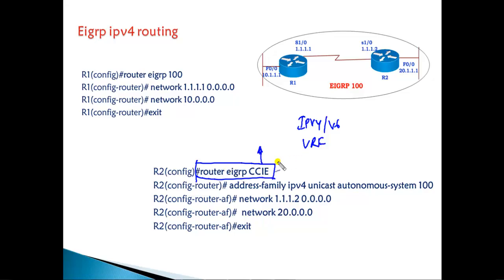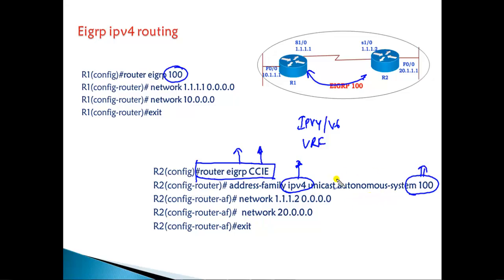And then we need to get into the respective address families. If you're going to configure something on IPv4, we need to say address family IPv4, and then we are going to define the autonomous system number here. In order to form the neighborship, they must match the same autonomous system number. It's the same as before, but we are not defining it inside the router mode. We need to define it under address family IPv4 unicast autonomous system 100.